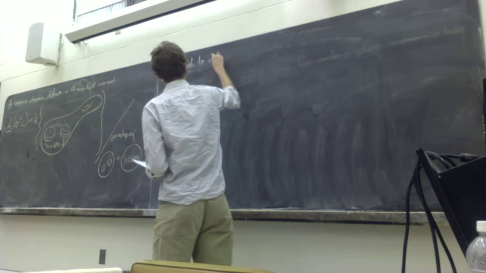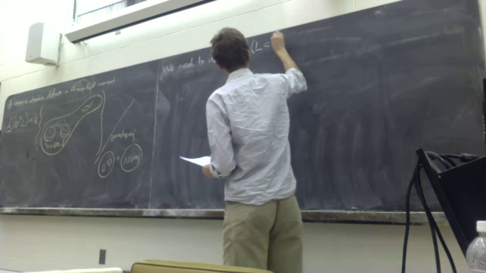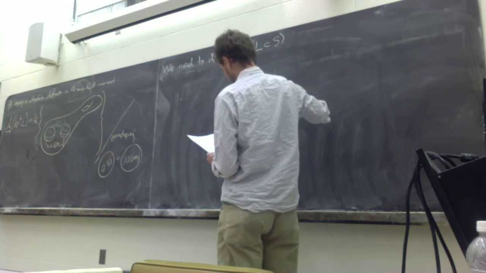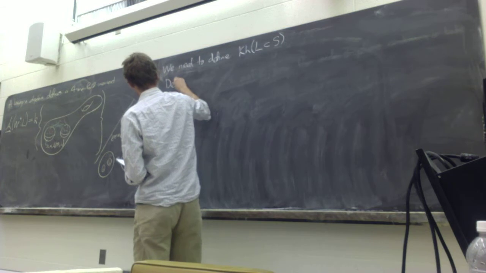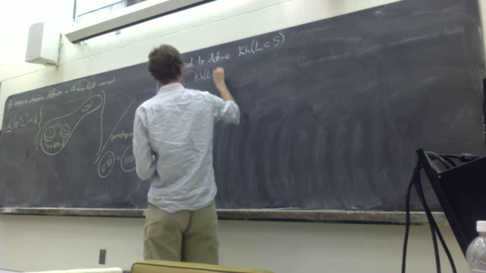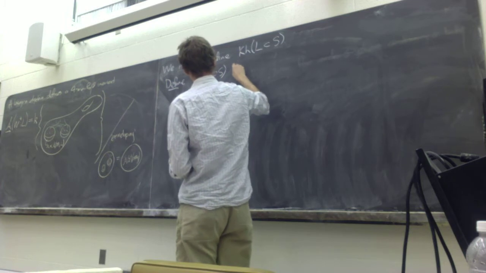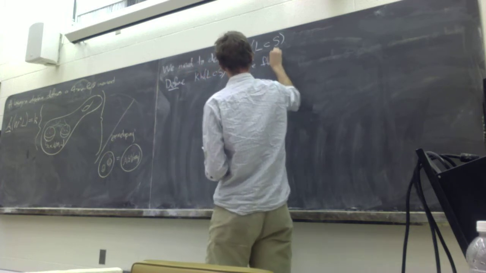We need to define the Khovanov homology of a link in a three-sphere. And this is what we're going to try and do. We're going to define this to be the flat sections of a certain bundle.